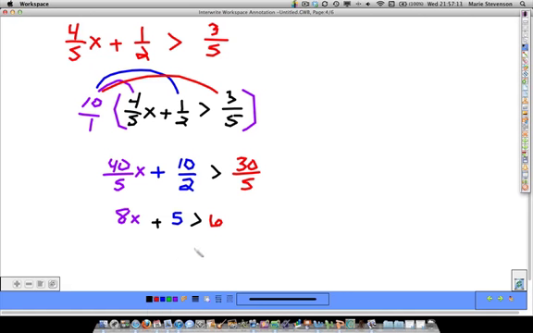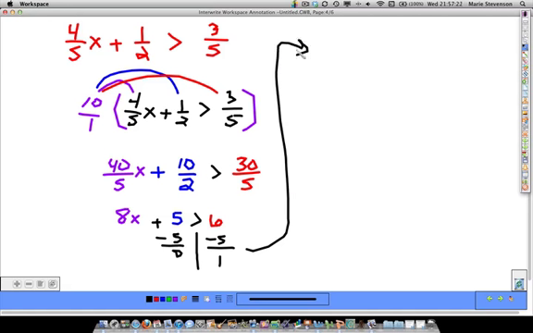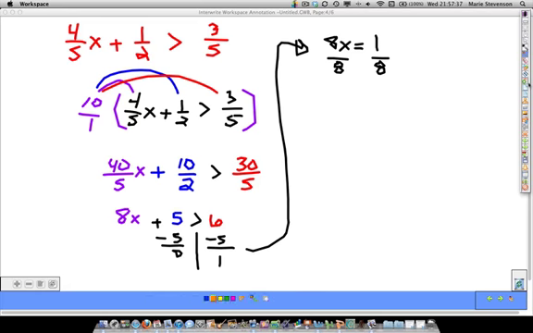So now we have our two-step inequality. So now we can solve it. Minus 5, minus 5. We get 1. I'm losing space, so I'm going to bring it up here. So now I have 8x greater than 1. So I would divide by 8. Notice, what am I dividing by? I'm dividing by a positive number. Okay, so I do not flip my inequality. Let me put my inequality back there. I put an equal sign accidentally. So x is greater than 1/8.